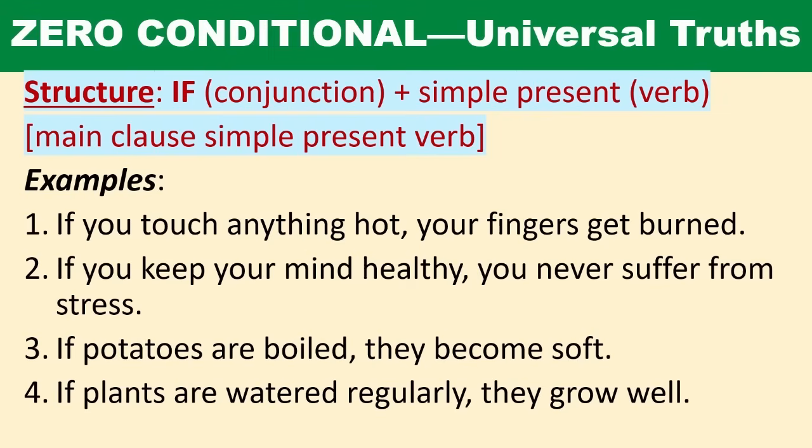If plants are watered regularly, they grow well. If plants are watered regularly is the subordinate clause where you have the simple present form. Are watered here is the passive form. They grow well, again simple present, but the active form. Then you have these four sentences telling you about zero conditional. You can write many more to help you understand and practice.